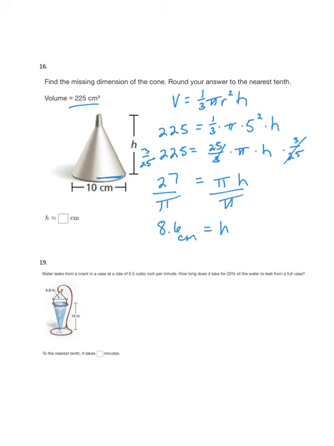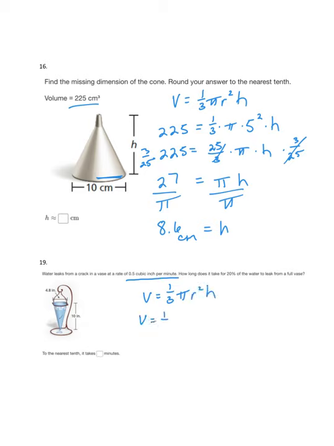All right, my next one, I have water leaking from a crack in this vase at a rate of 1/2 of a cubic inch per minute. How long does it take for 20% of the water to leak from the vase? So first, let's figure out what the volume is. So we know that's 1/3 times pi r squared h.